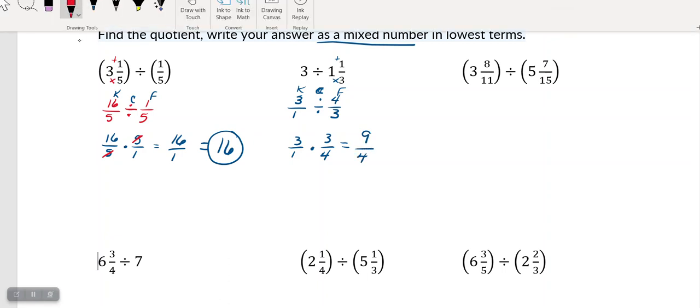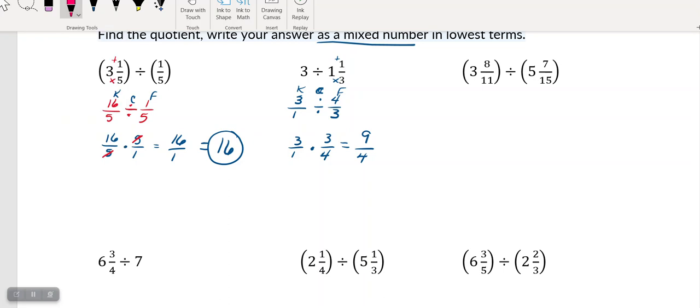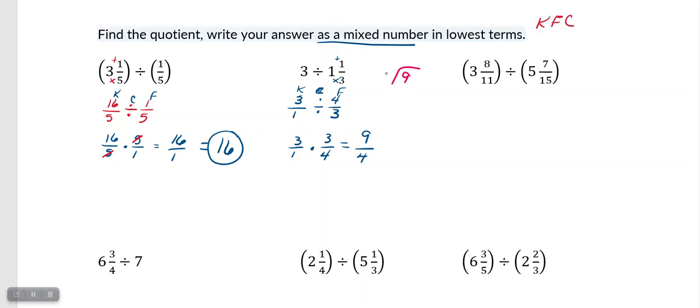And it wants me to have my answer written in mixed numbers, or as a mixed number. I'll use pink. So I'm going to convert my 9/4. I'm going to take 9, divide it by 4. 4 goes into 9 2 times. 4 times 2 is 8. I'm going to subtract. I have 1 left over.